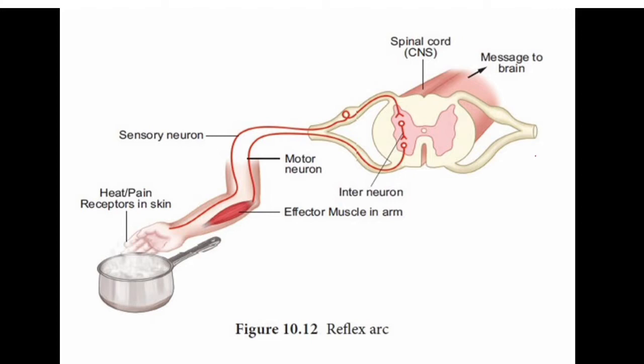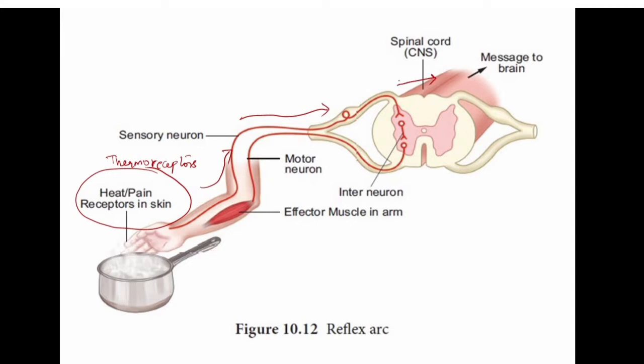Reflex action means whenever you touch a hot object, the receptors present in the skin, which we have studied are thermoreceptors, receive the stimuli. Then through the sensory neuron, the message passes to the spinal cord. Actually in the image they have given here, the message is still passing to the brain.